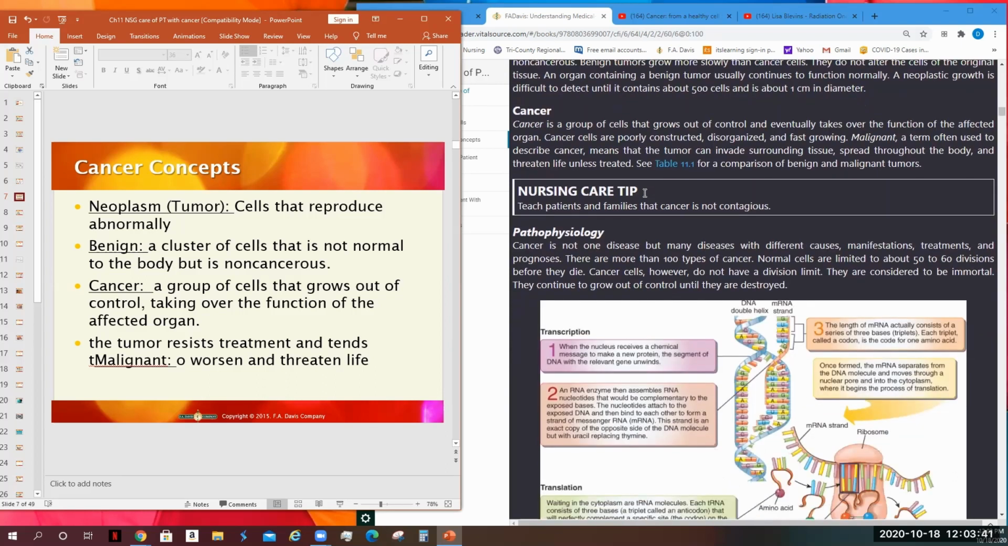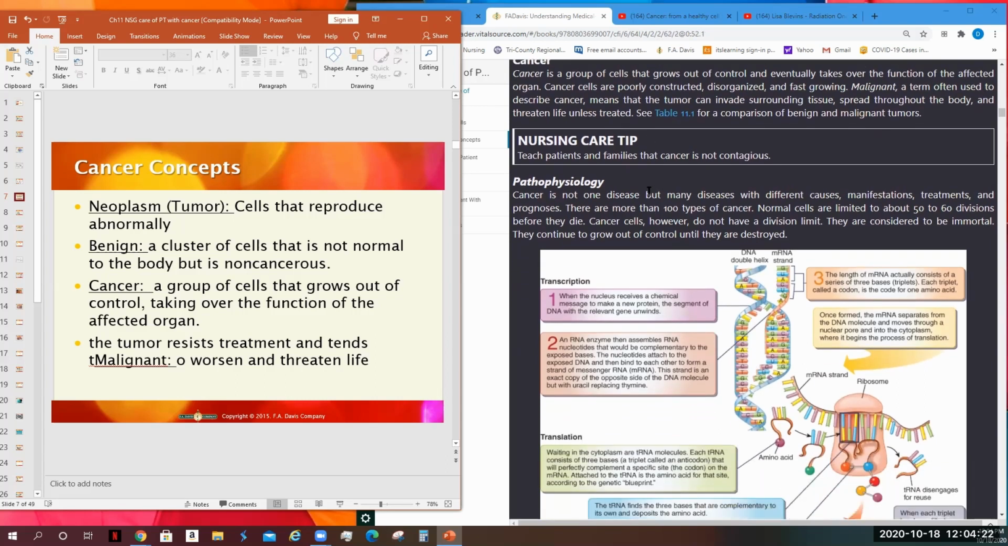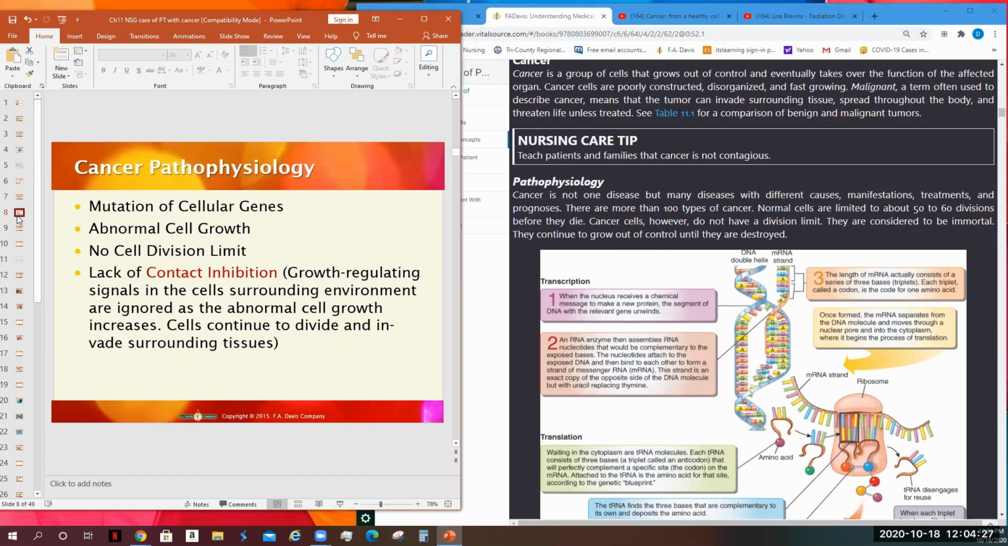Cancer. Cancer is a group of cells that grows out of control and eventually takes over the function of the affected organ. Cancer cells are poorly constructed, disorganized, and fast growing. Malignant, a term often used to describe cancer, means that the tumor can invade surrounding tissue, spread throughout the body, and threaten life unless treated. See Table 11.1 for a comparison of benign and malignant tumors. Nursing care tip: teach patients and families that cancer is not contagious.